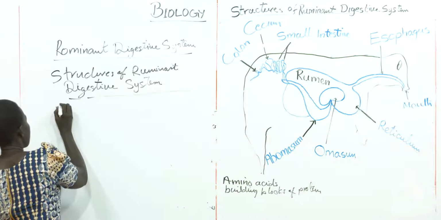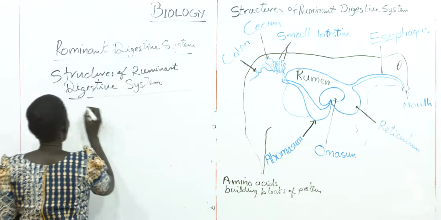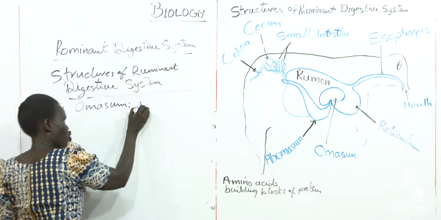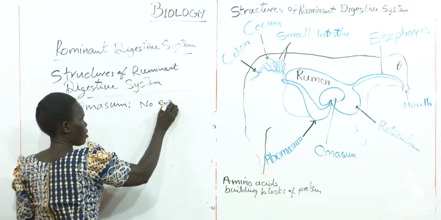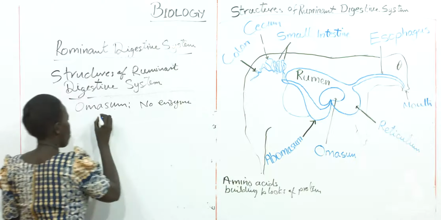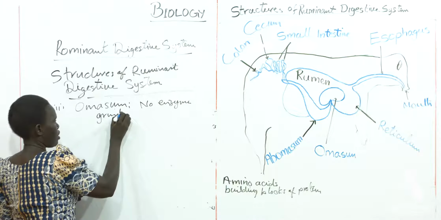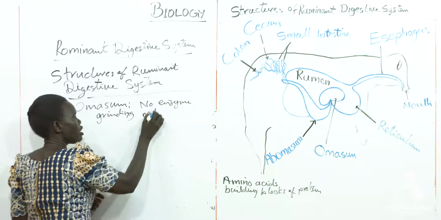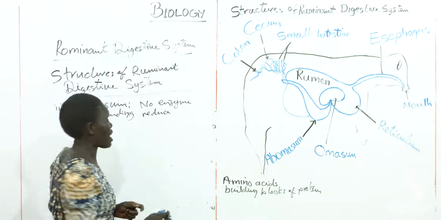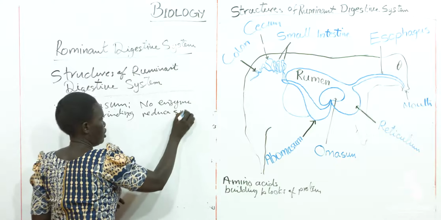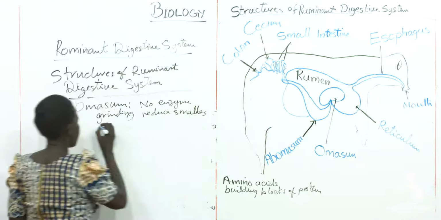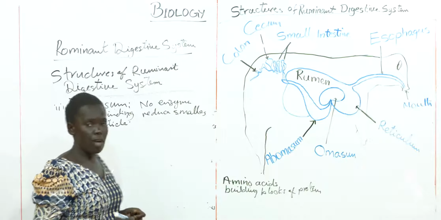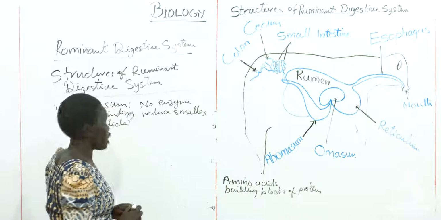So this room number 3 is the omasum. This one has no enzyme in its wall. It is the one grinding the food to reduce it into the smallest particles. And these smallest particles are prepared for enzymatic digestion or action.